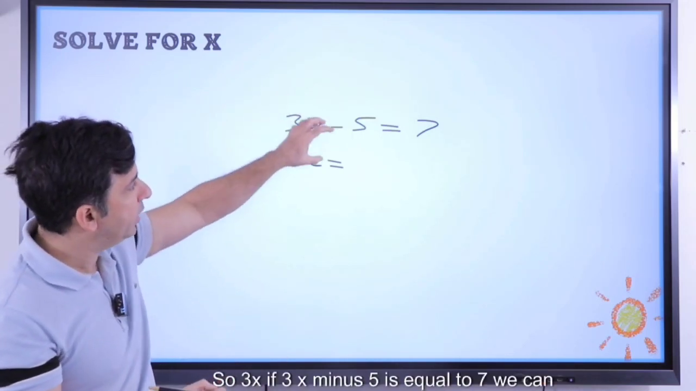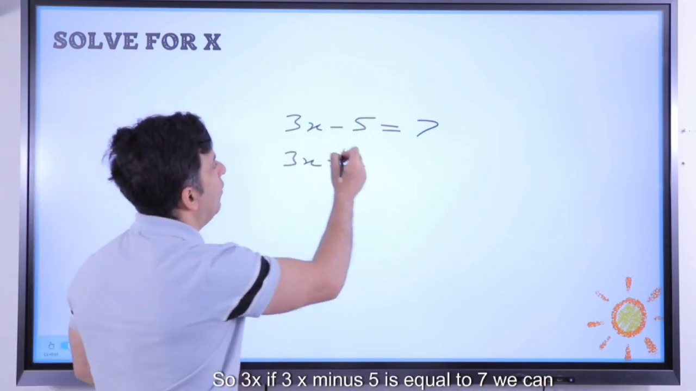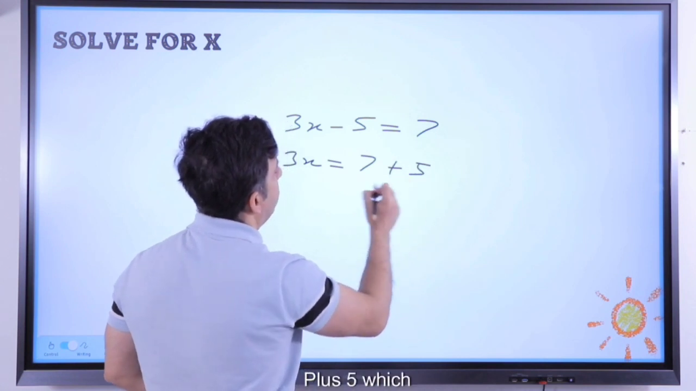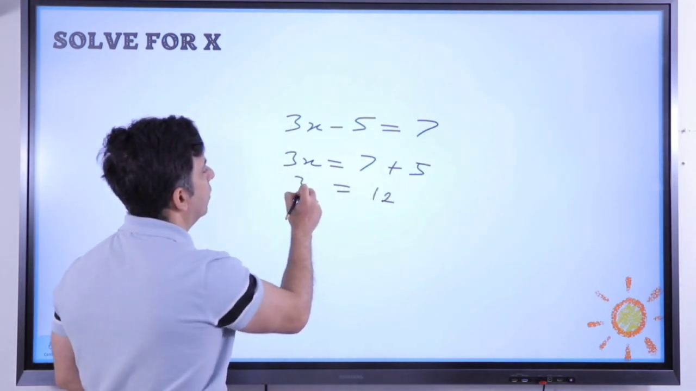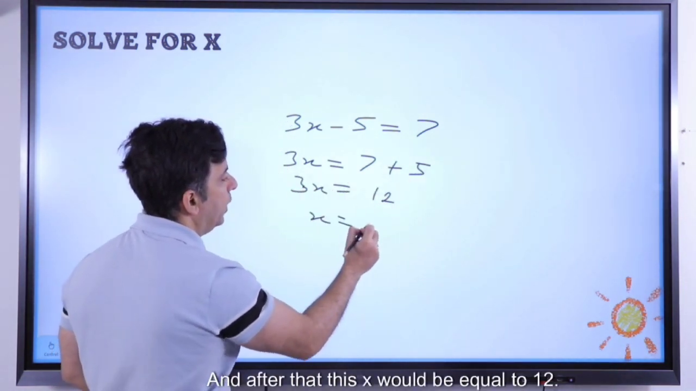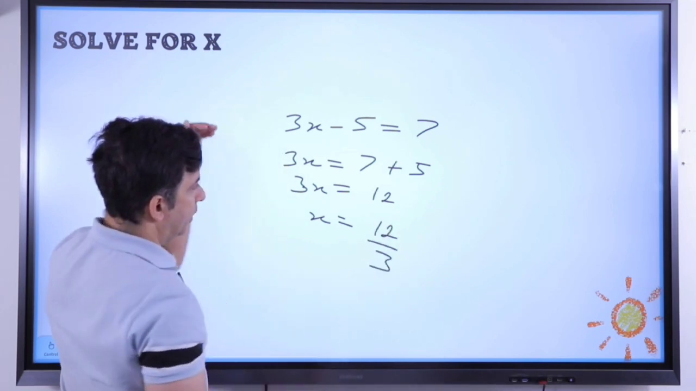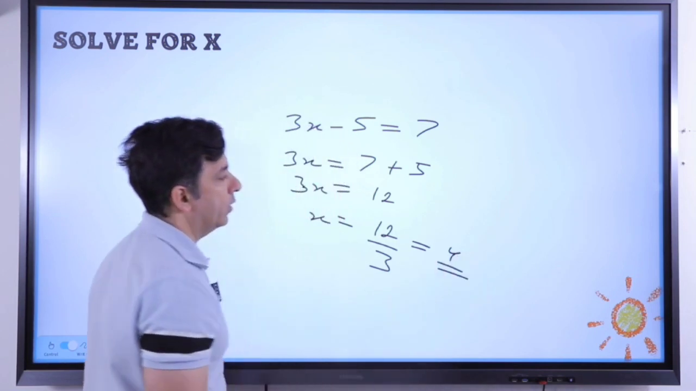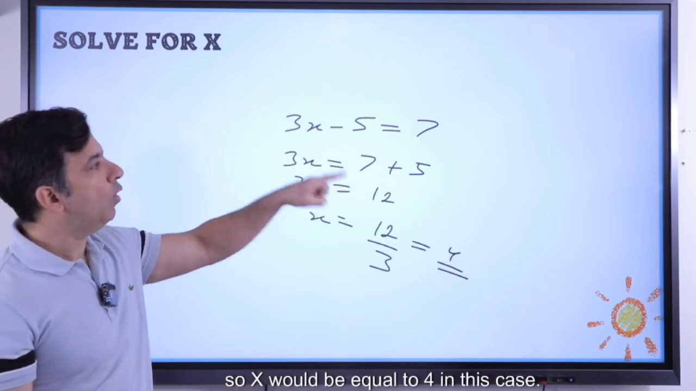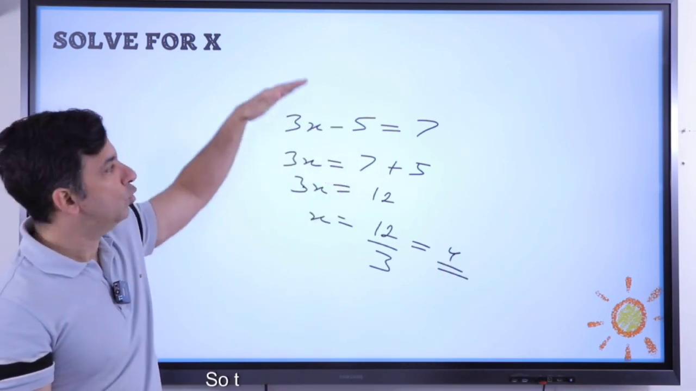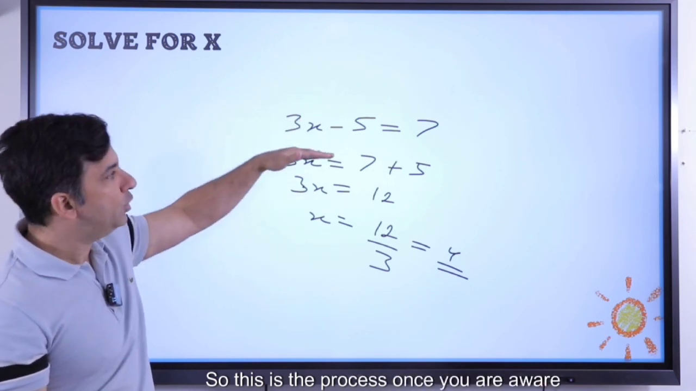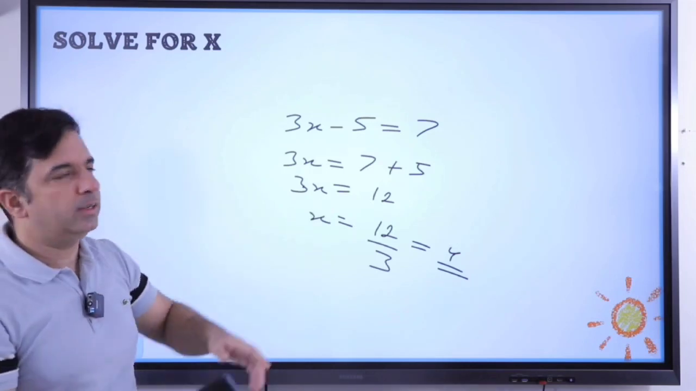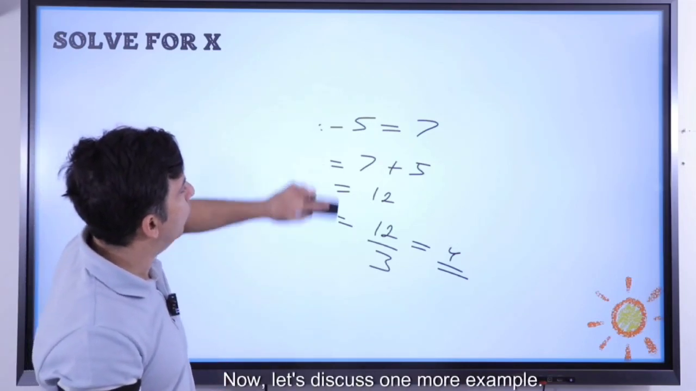So if 3x minus 5 is equal to 7, we can directly say that 3x is equal to 7 plus 5, which is 12. And after that, this x would be equal to 12 divided by 3, which gives me the answer as 4. So x would be equal to 4 in this case. So this is the process. Once you are aware of this understanding, then all these questions are actually very straightforward. Now let's discuss one more example.